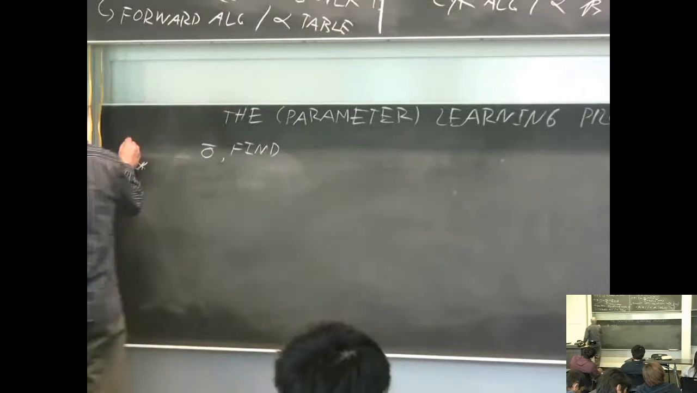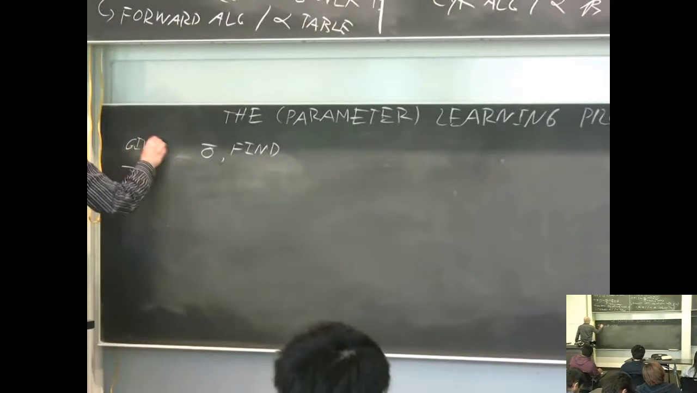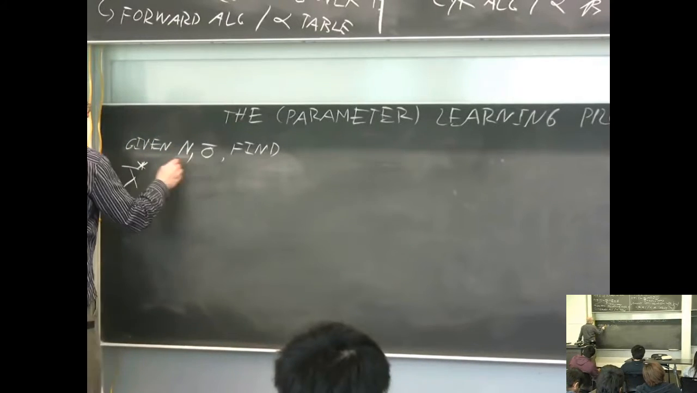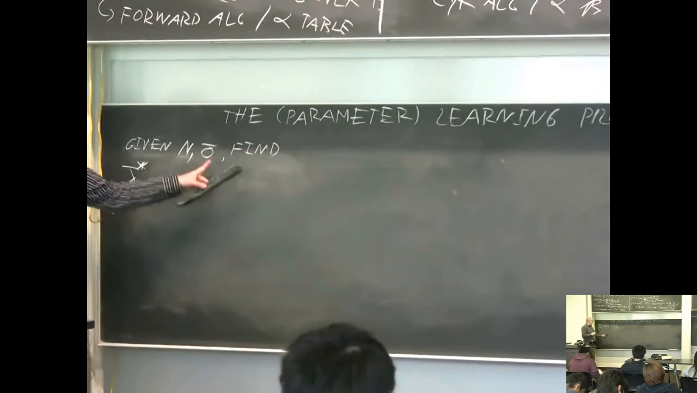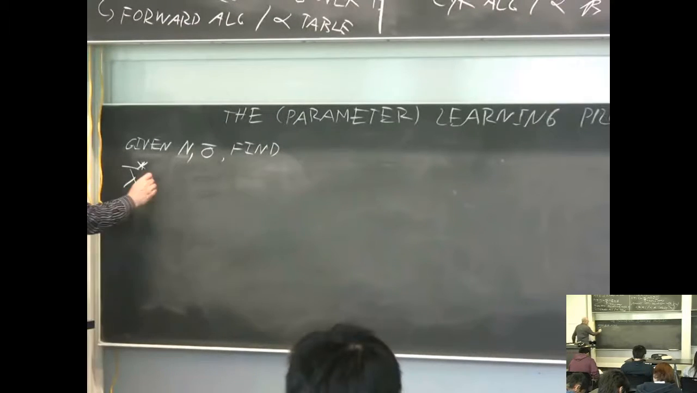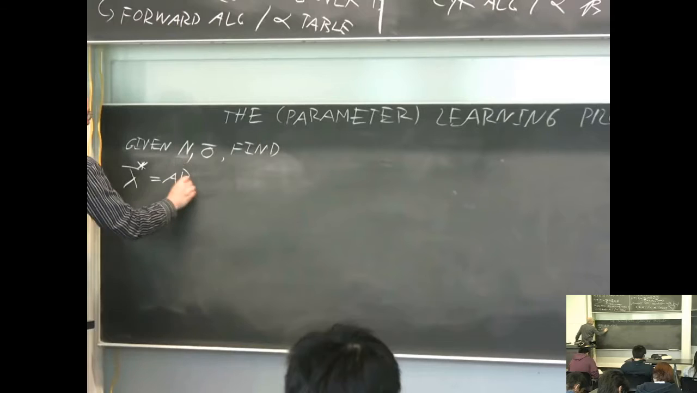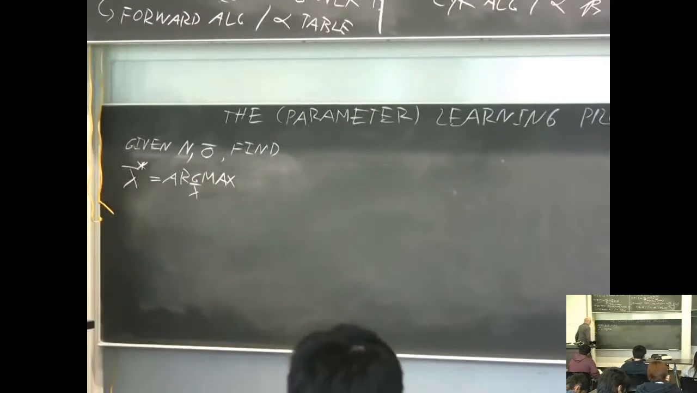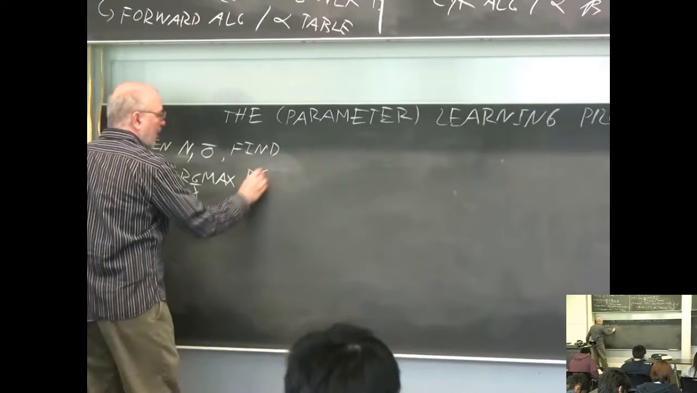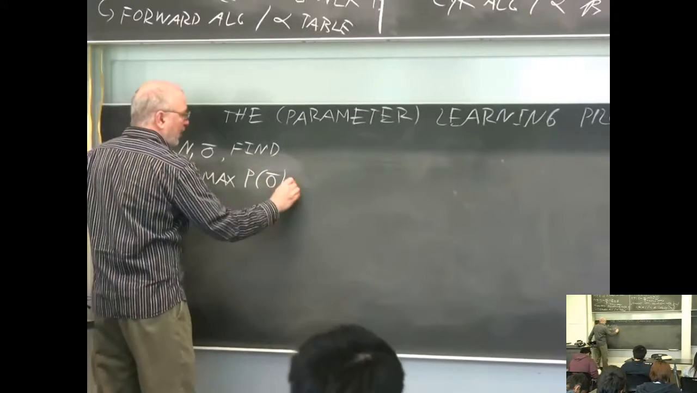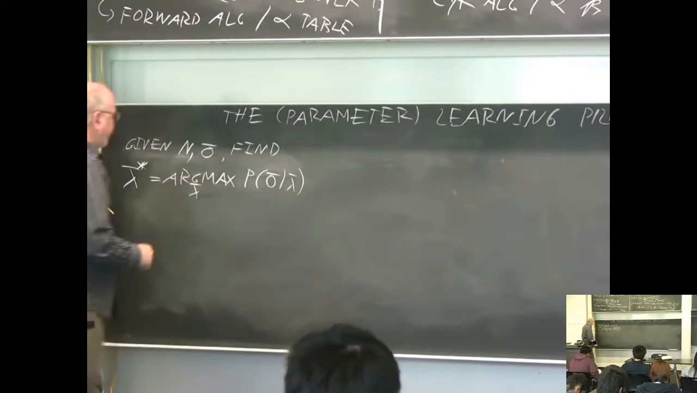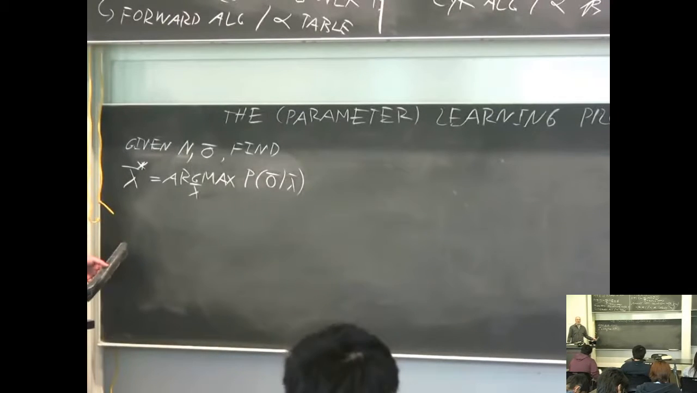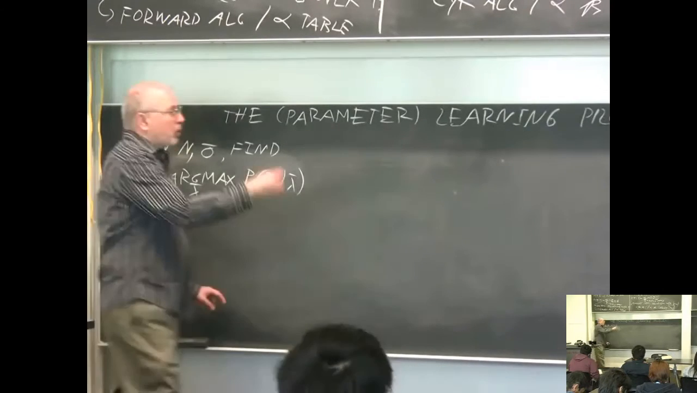So given n, number of states, and an observable, find the set of parameters that maximizes, over all possible parameter sets, the probability of this observable given the parameter. This is basically solve the maximum likelihood problem. Find the maximum likelihood set of parameters. What would it be here?